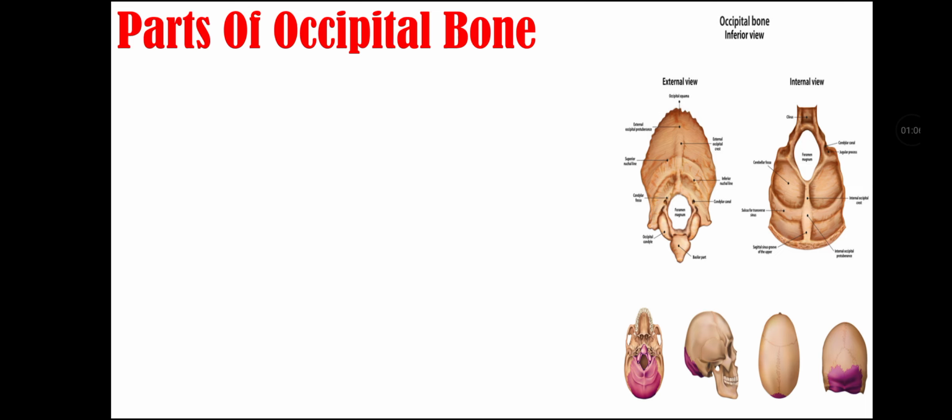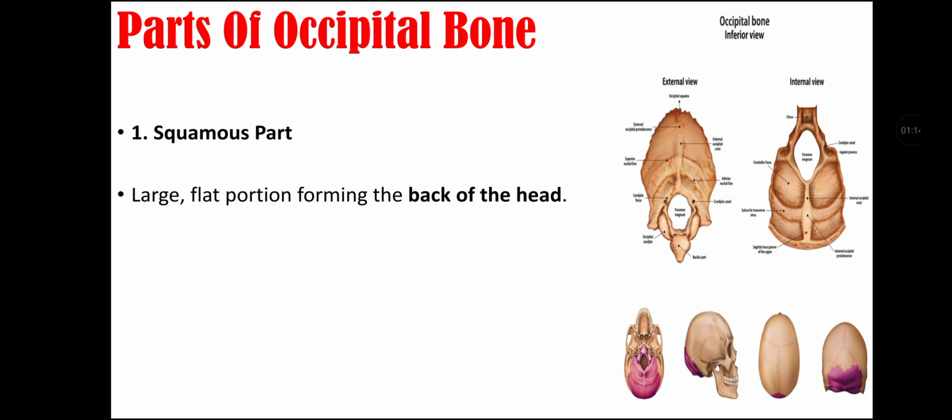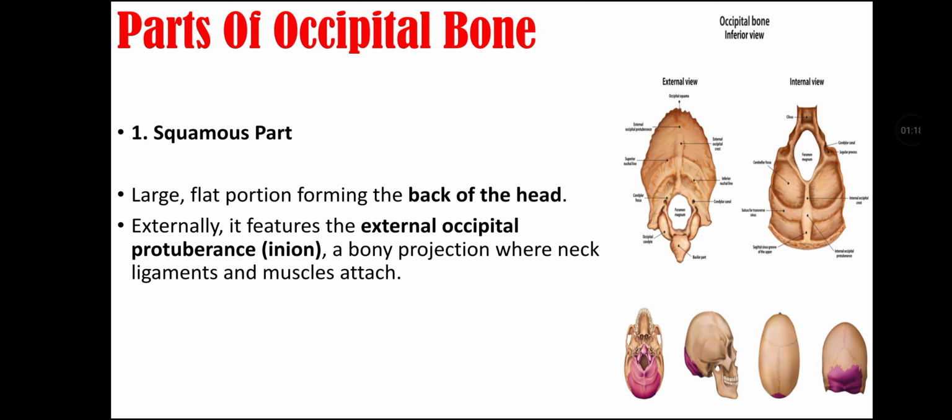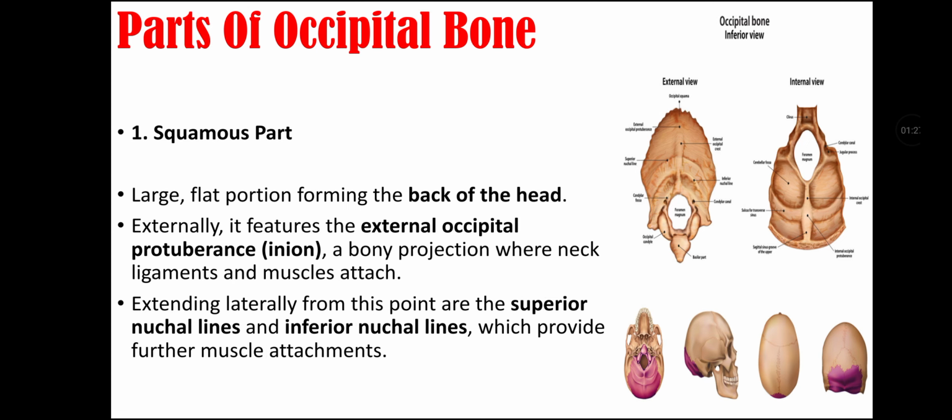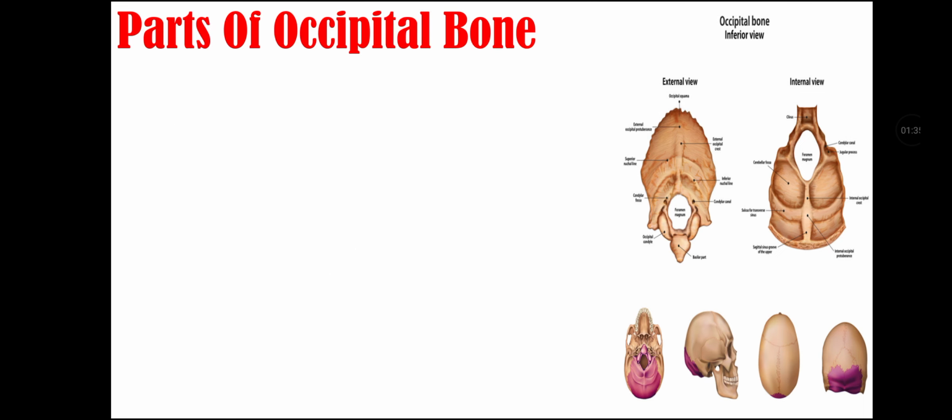Parts of the occipital bone include the squamous part, basilar part, and lateral part. First is the squamous part. It is a large flat portion that forms the back of the head. Externally, it features the external occipital protuberance, that is a bony projection where neck ligaments and muscles attach. Extending laterally from this point are the superior nuchal lines and inferior nuchal lines, which provide further muscle attachments.